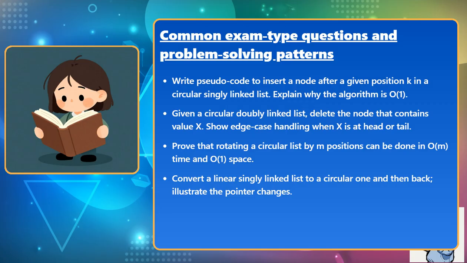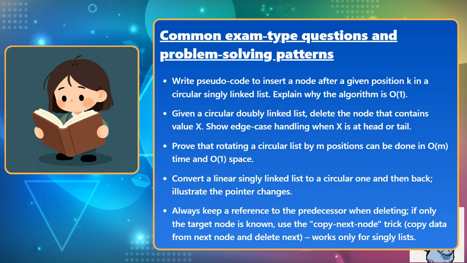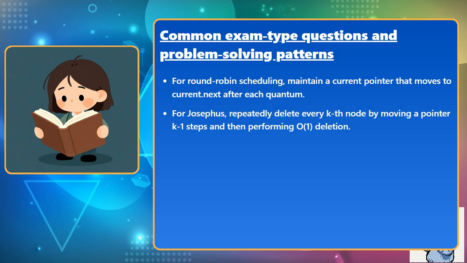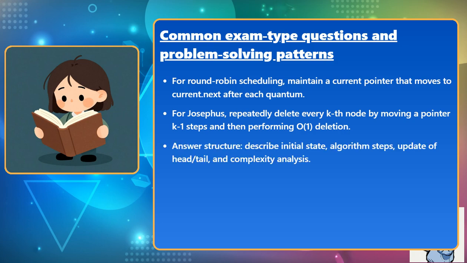Illustrate the pointer changes. Always keep a reference to the predecessor when deleting. If only the target node is known, use the copy-next-node trick: copy data from the next node and delete the next node. This works only for singly linked lists. For round-robin scheduling, maintain a current pointer that moves to current.next after each quantum. For Josephus, repeatedly delete every kth node by moving a pointer k-1 steps, and then performing O(1) deletion. Answer structure: describe the initial state, algorithm steps, update of head/tail, and complexity analysis.